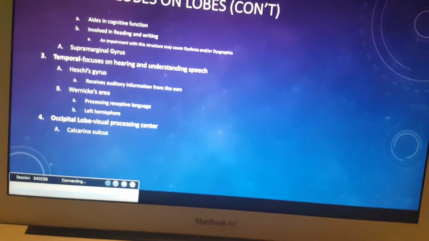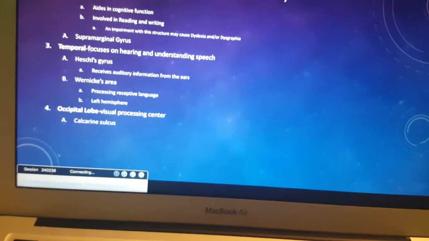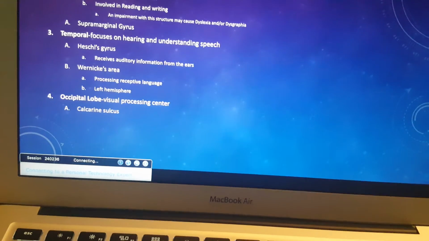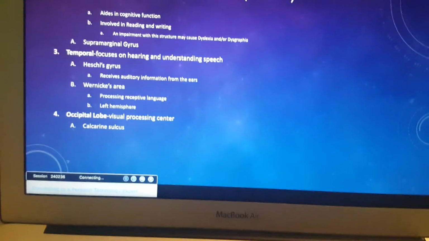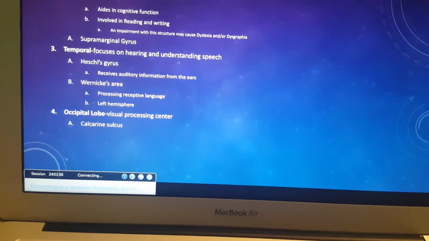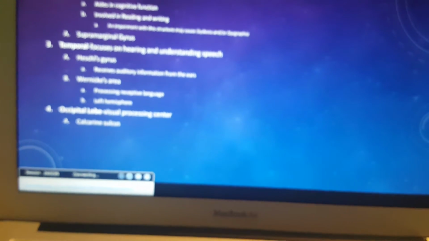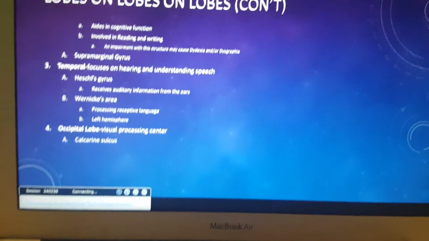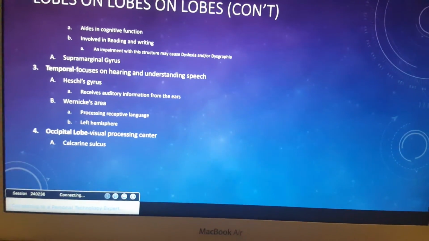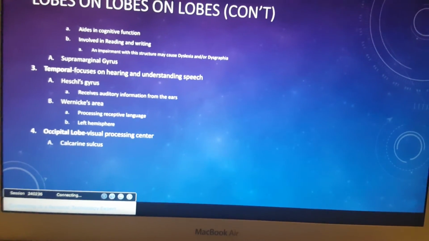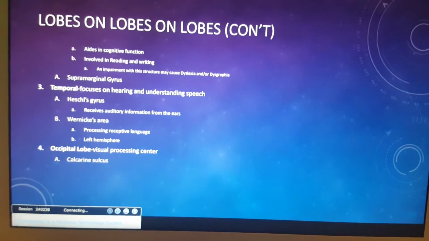And last but definitely not least, we have our occipital lobe, which is our visual processing center. The major structure within this is the calcarine sulcus, which is the main focus area for receiving visual information and just allowing us to see and so forth.